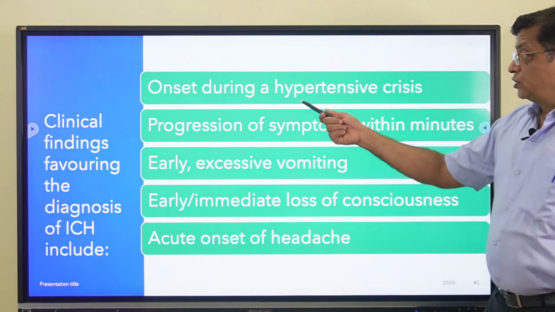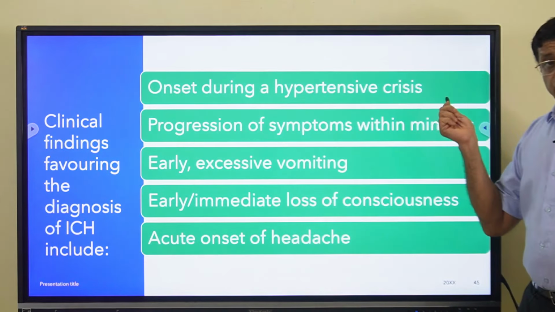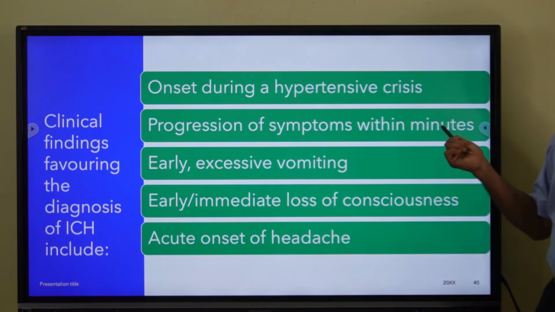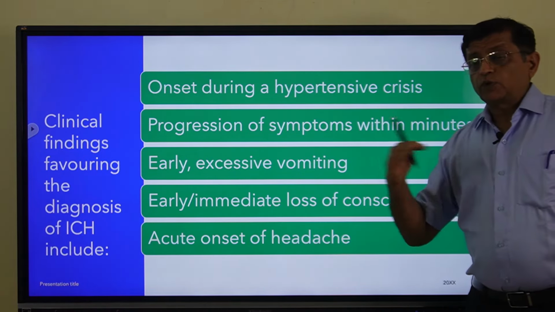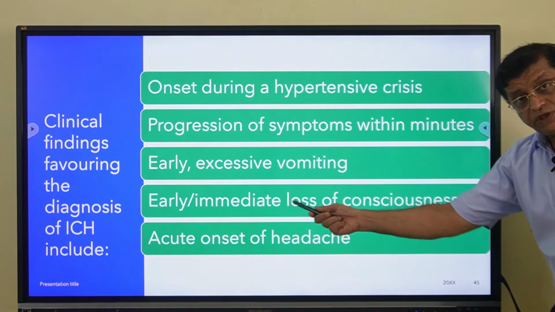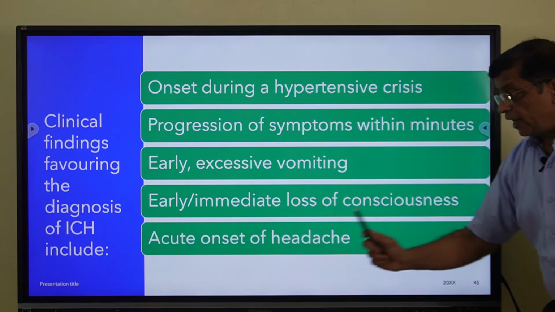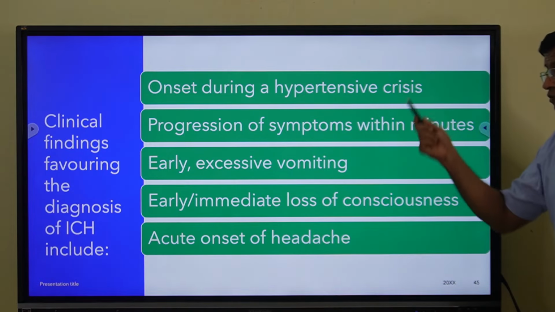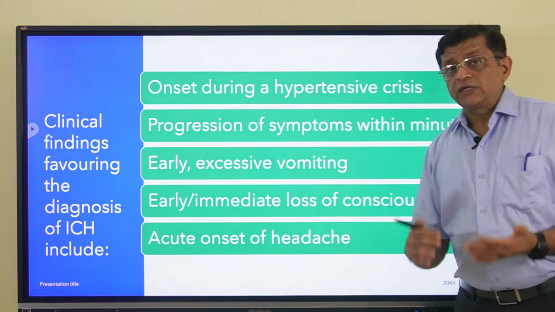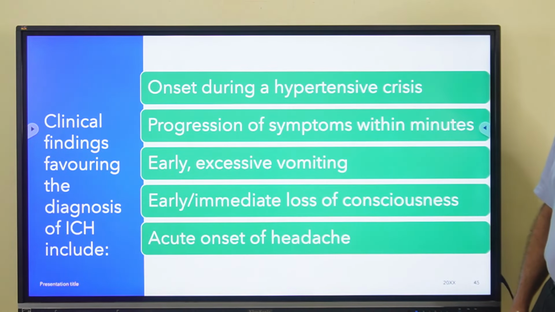So if there is onset during a hypertensive crisis, number 1. Number 2, progression of symptom within minutes. So the patient progresses very fast. Excessive vomiting, early or immediate loss of consciousness, and acute onset of headache. So if one of these is present or all of these are present, it is more likely that the patient has hemorrhage rather than a thrombosis or ischemia.